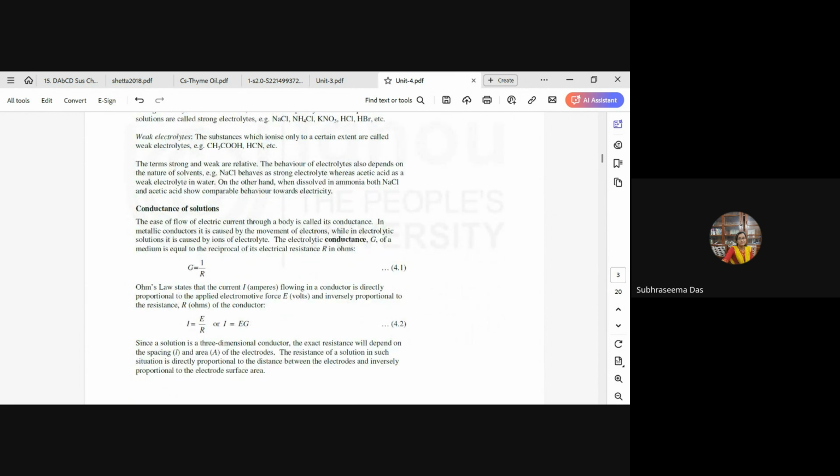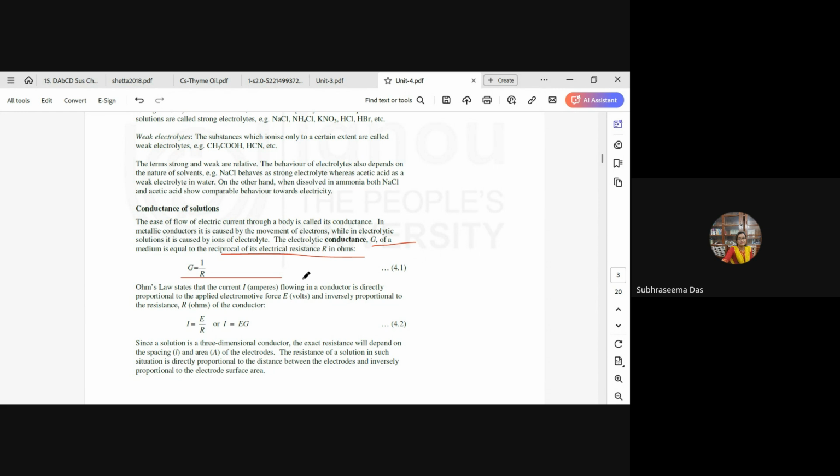Then coming to conductance of the solutions. Here the ease of flow of electric current through a body is called its conductance. In metallic conductors, it is caused by the movement of the electrons. But in electrolytic solution, the conductance is caused by the movement of the ions of the electrolyte that is present in the solution. So the electrolytic conductance, given as G, is equal to the reciprocal of its resistance, that is G = 1/R.